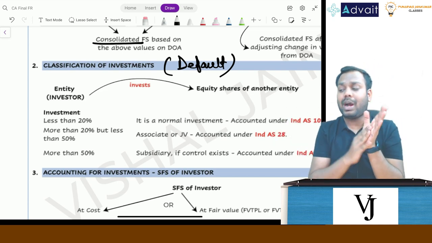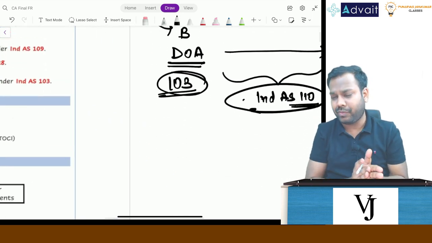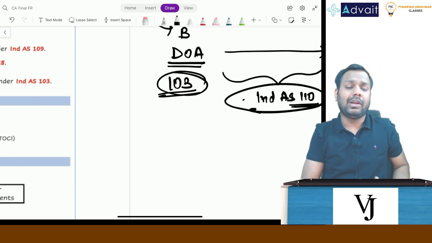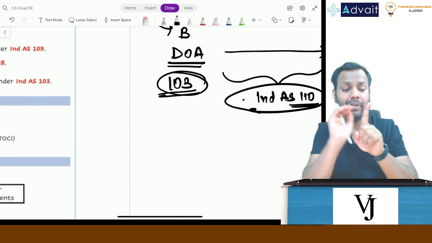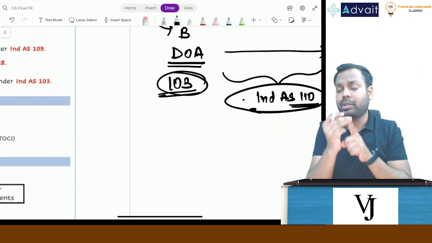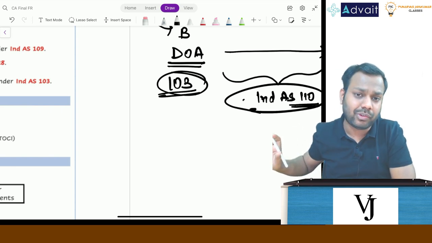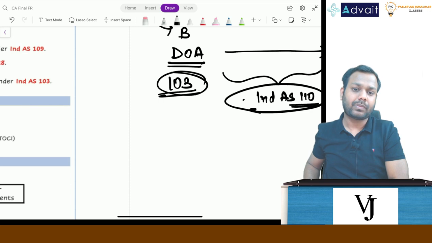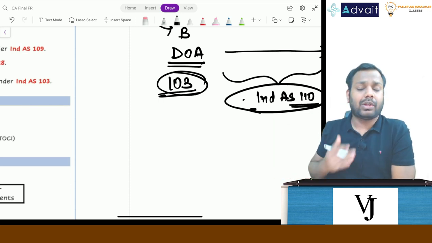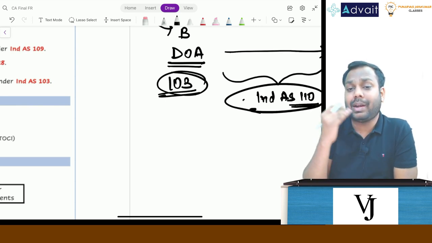So in the exam we have to analyze the default classification, which will be the case. If not, we have to analyze if there is a control, then a subsidiary exists. If there is a significant influence, an associate exists. If there is neither control nor significant influence, it's a normal investment to be accounted as per Ind AS 109 financial assets. I hope this classification of investments is clear to all of you. Now comes the meaning of control and significant influence, which we'll be studying in the next session.